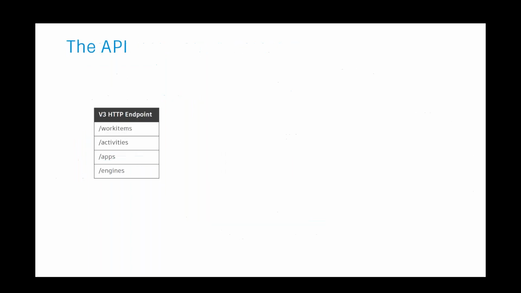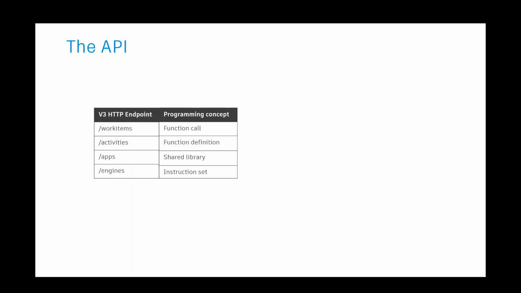Right, so if I look at what that API would look like, there's basically 4 main endpoints in design automation today. So this is what the V3 endpoints look like. If we map those to programming concepts, work items are similar to a function call. Activities are that function definition, or what that interface is going to look like into your app. And that app could be considered like a shared library. And the engine you can think of as a CPU instruction set. That's where the actual work gets done.